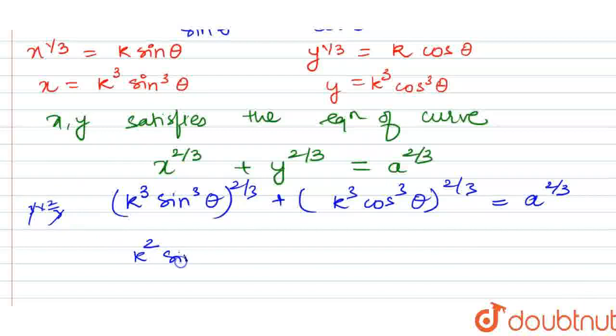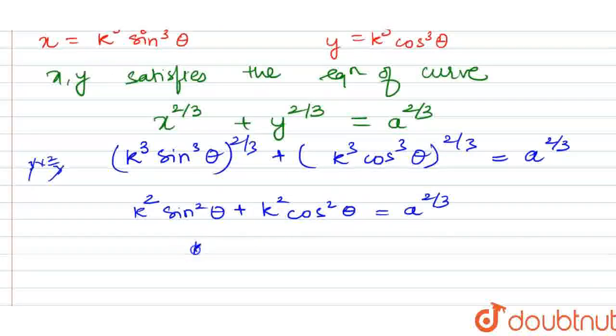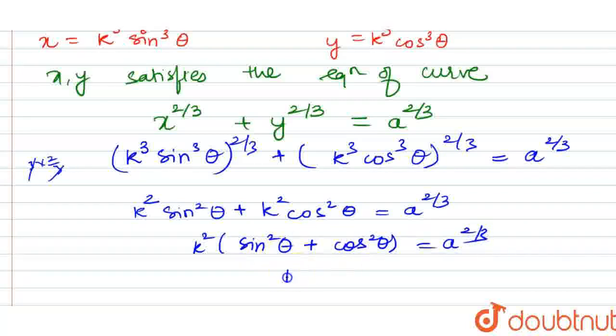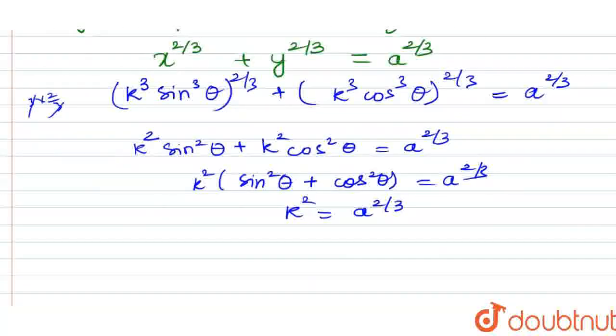So we'll write k square sin square theta plus k square cos square theta is equal to a to the power 2 by 3, right? Now take k square common, and then we will be left with sin square plus cos square, and we know that sin square plus cos square is equal to 1. So we will be left with k square only. So we can say that k square will be equal to a to the power 2 by 3, and from this equation we can say that k is equal to a to the power 1 upon 3, right?